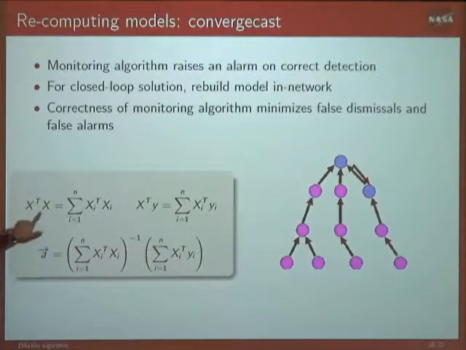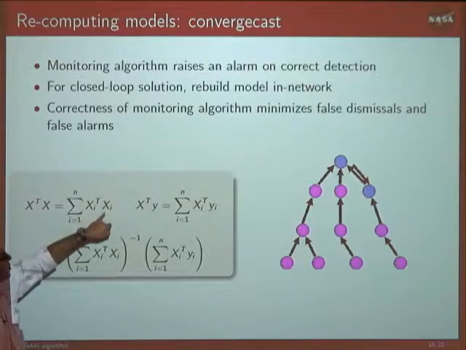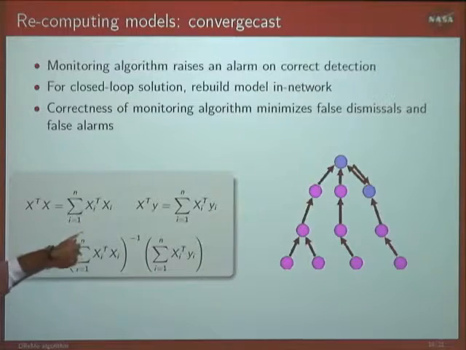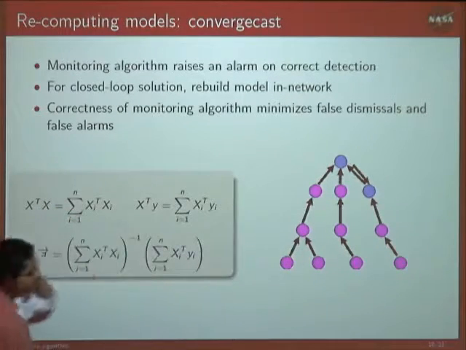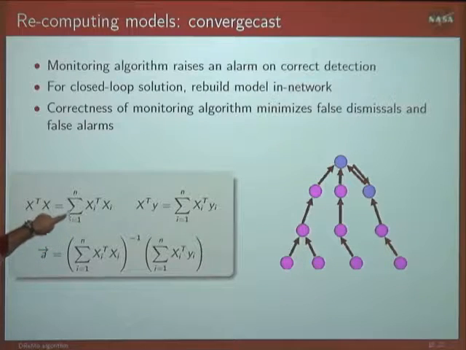And for that, what you need are two quantities, X transpose X and X transpose y. And note that X transpose X is nothing but a summation over all of the local peers. So each of the local peers can compute X_i transpose X_i locally, and then they can send it up the tree, and the next peer can simply sum it over all of its children and then pass it up. And that's how you can essentially compute the true A, because it's nothing but a summation over these quantities.